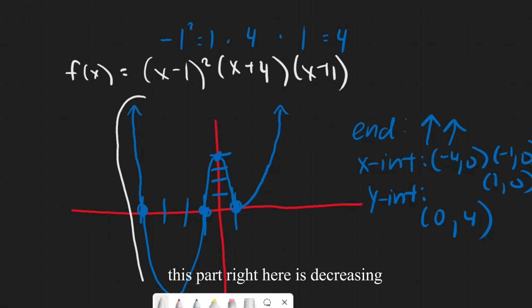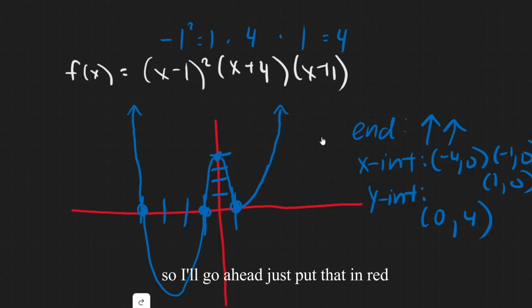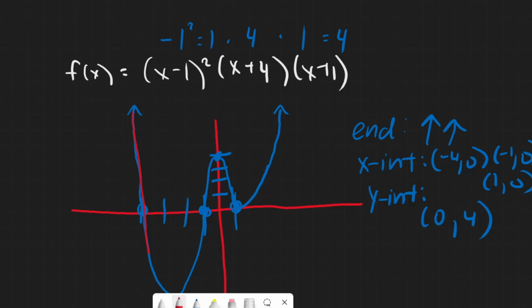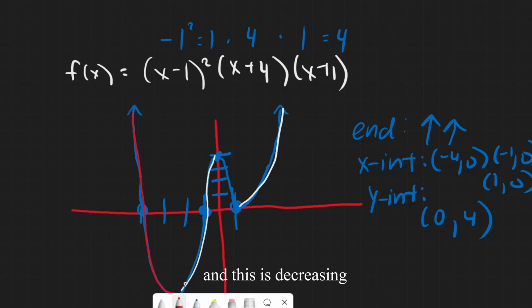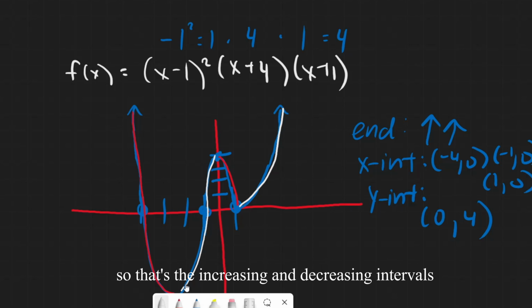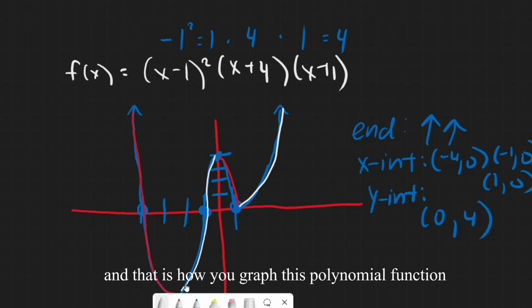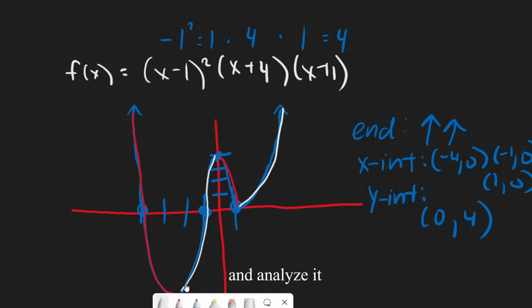This part right here is decreasing. So I'll go ahead, just put that in red. This part right here is increasing. So I'll put that in white. This is also increasing as the slope is increasing, and this is decreasing. So that's the increasing and decreasing intervals for this polynomial function. And that is how you graph this polynomial function and analyze it.